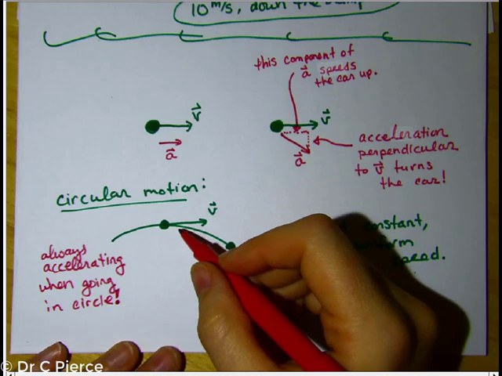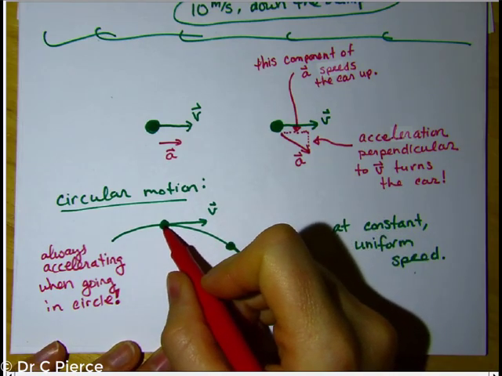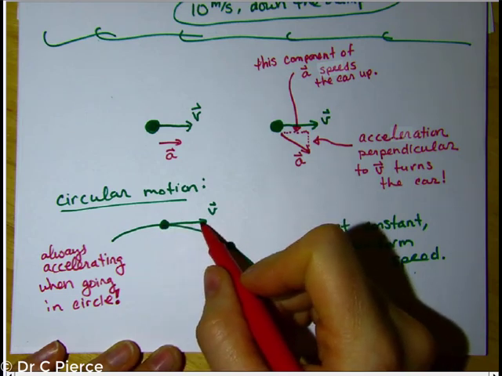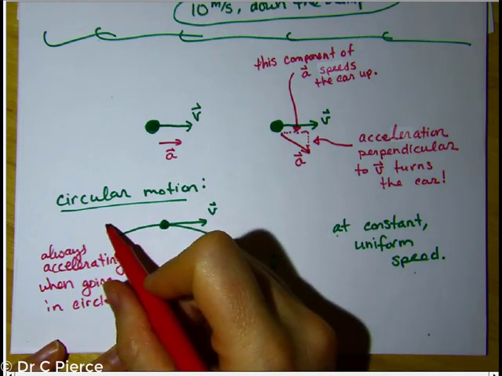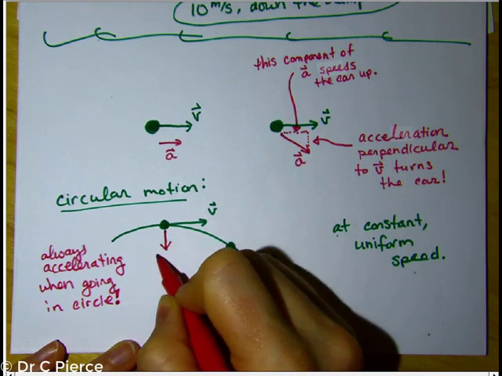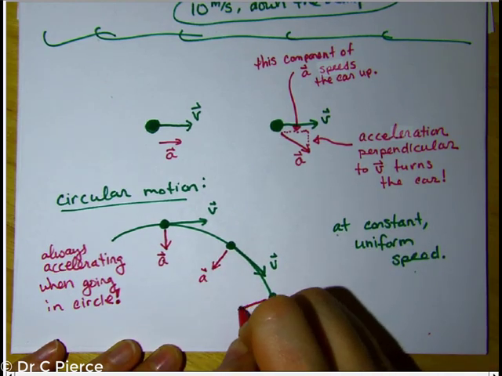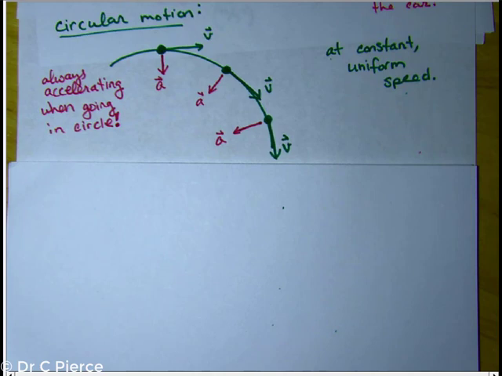So if I was going to indicate the direction of the acceleration at this instant, it can't point forward, that would speed it up. And it can't point backwards because that would slow it down. The acceleration is perpendicular. Same here. So whenever you're traveling in a circle at constant uniform speed, the acceleration always points to the center of the circle. So we can give it a special name. We're going to call it centripetal acceleration, and centripetal means center seeking.